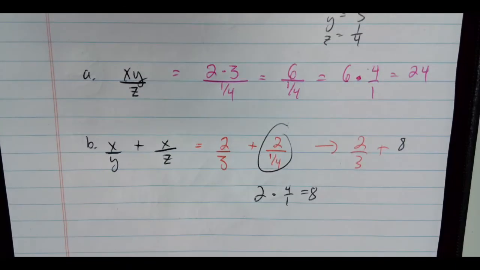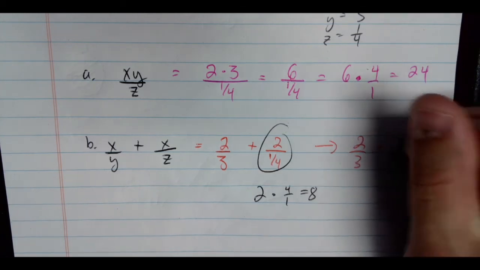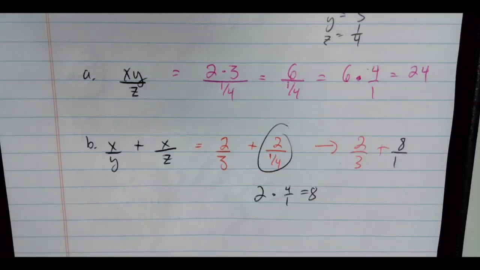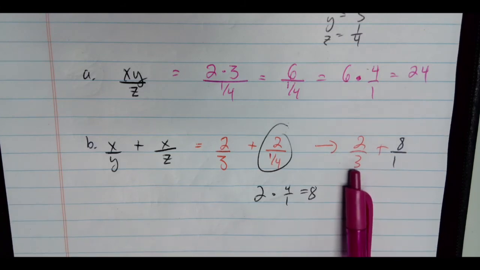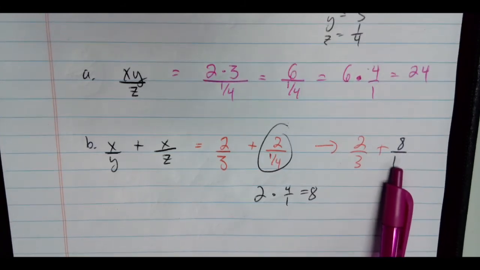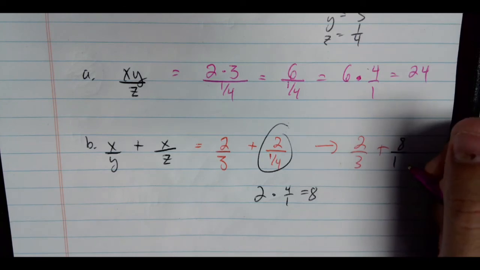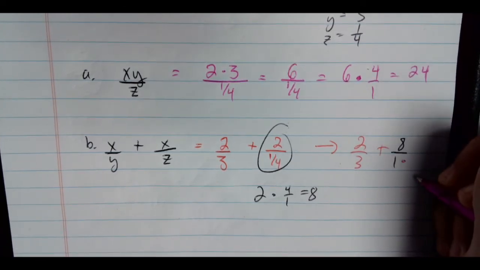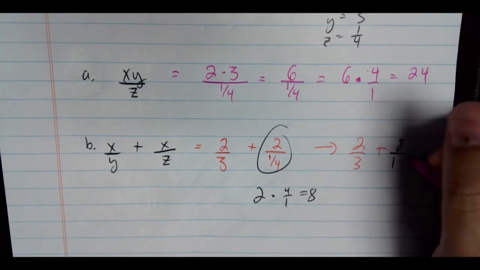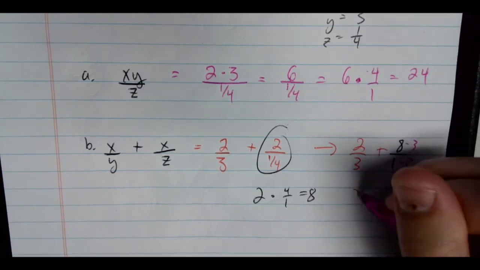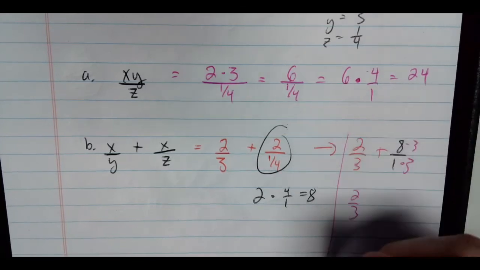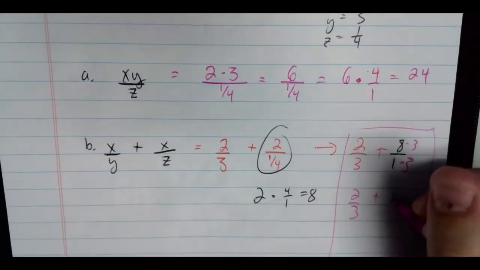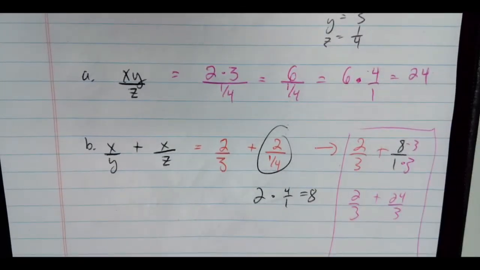8 over what? Well, what do we do when it's not a fraction? Over 1. Stick a 1 under it. And then you think, well, now it's going to be really easy to turn that into a 3. All we got to do is multiply by 3. So I've got 2/3 plus 24/3.